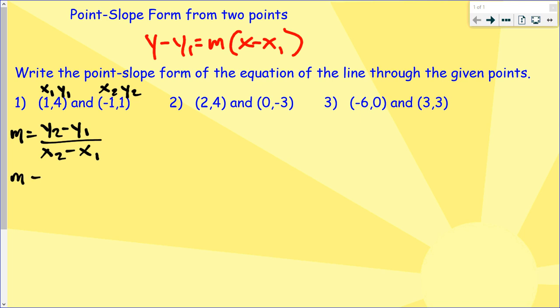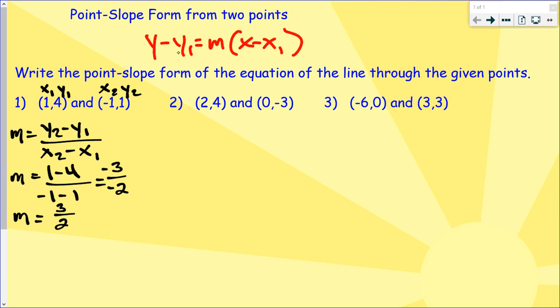So m, or the slope, is going to be 1 minus 4 over negative 1 minus 1. So let's go ahead and simplify that. 1 minus 4 is negative 3, and negative 1 minus 1 is negative 2, and that can be simplified to positive 3 halves. So it's okay to leave it improper, and actually you should leave it as improper. But the two negatives cancel each other out. Okay, so now we have the m.